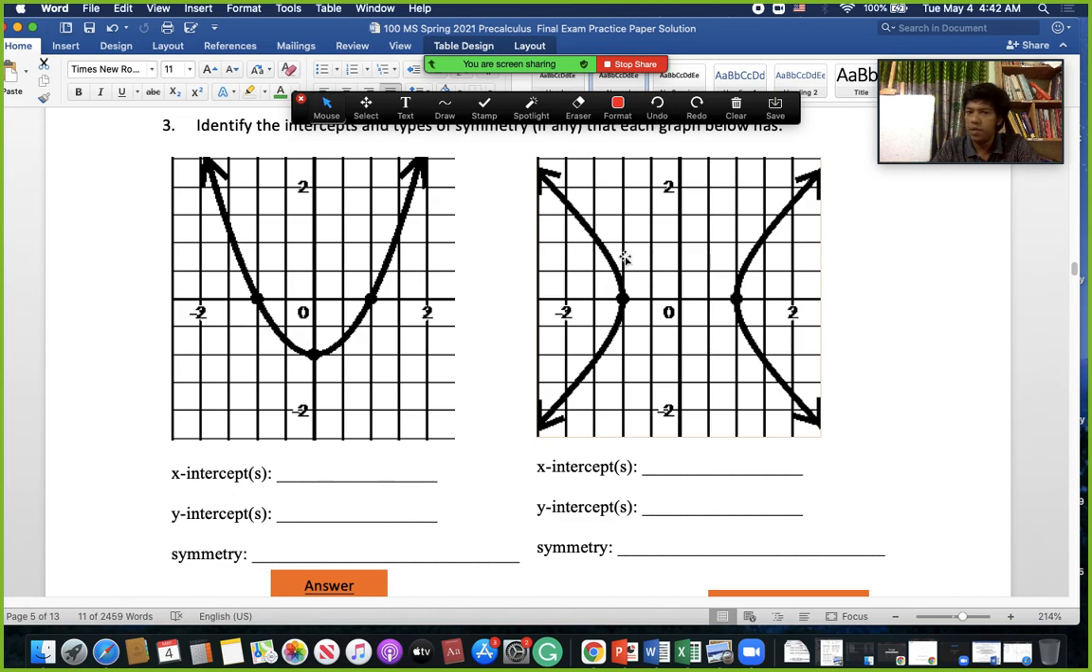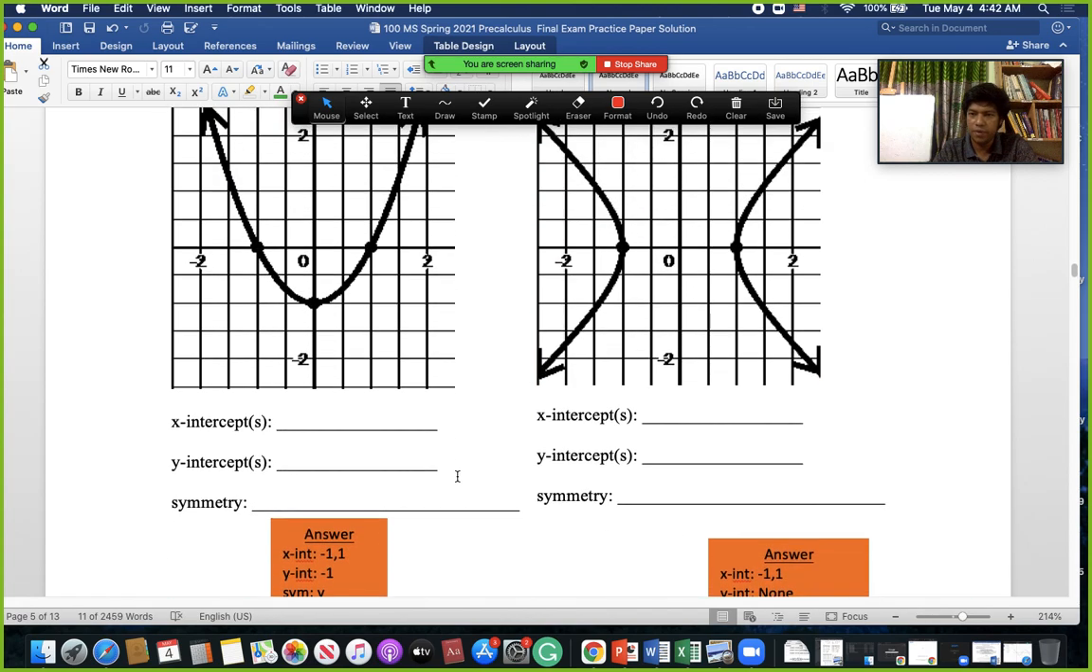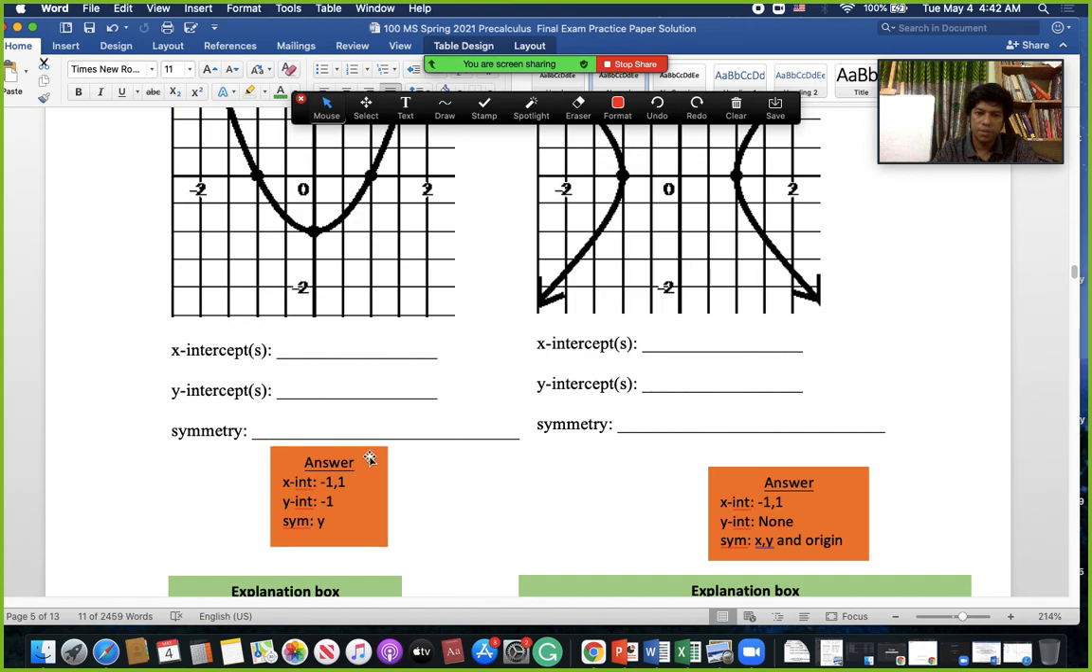Okay, and it has origin symmetry because you can see, you can flip it, you can look left and right, and the corner is also the same. So all symmetry here is written, the answer is written here, just in case you are curious.